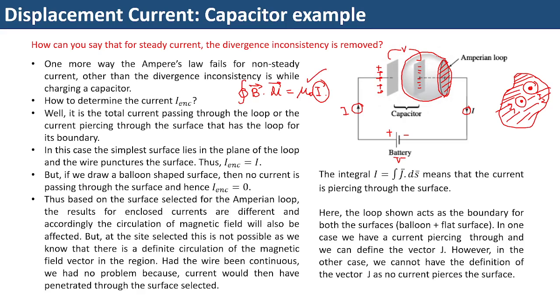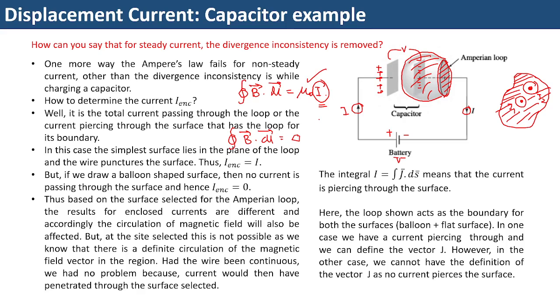But what about this particular surface, that means the balloon shaped surface? If we consider the balloon shaped surface in such a way that it goes through the region in between the two capacitor plates and doesn't touch any of the current leads or the capacitor plates, then essentially this surface does not allow any current lead to pierce through it. That means no current ever goes across the surface. But this is also a surface which is holding up this Amperian loop. Now in this case, if I apply Ampere-Circuital law, then I am going to get the integral of B dot dl to be equal to 0. Why? Because there is no current passing across this particular surface.